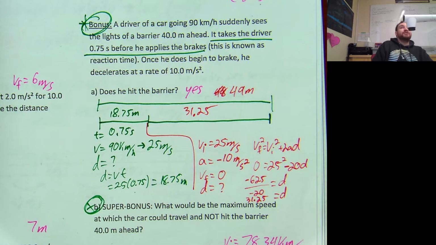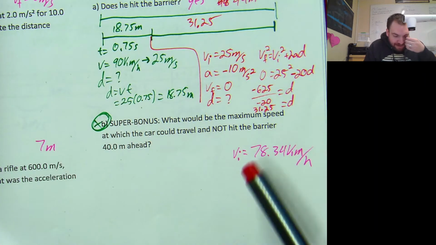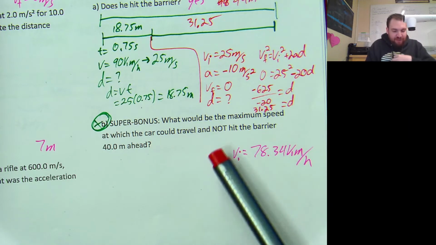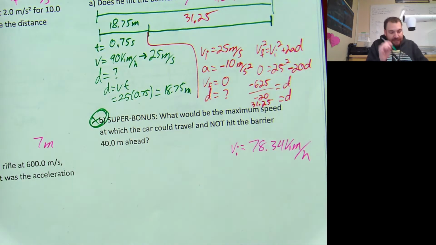Do you want to see the super bonus as well, Gerkiran? Okay. So, we want the maximum speed at which the car could travel and not hit the barrier. So we need this. I'm going to start with the second half of the question. So we need to know. Ooh, actually, this one's a little trickier. We've got a. Ooh. I don't like this quite so much. So, we want to know what the speed is, the maximum speed, so that she doesn't hit the barrier.